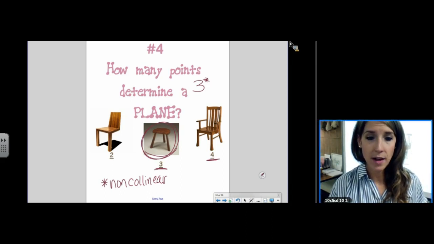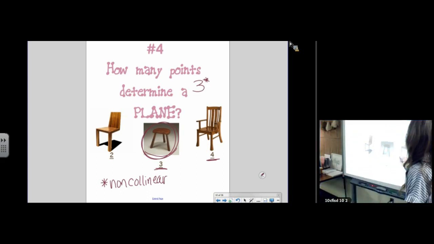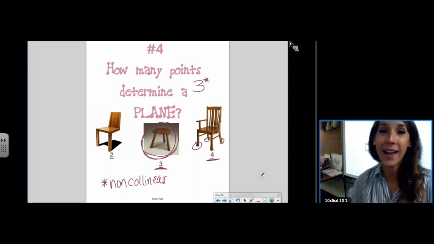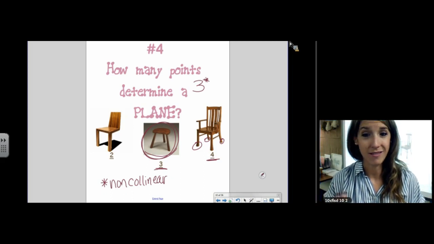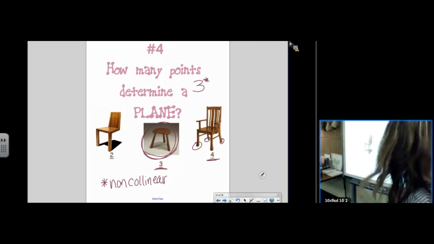3 points determine a plane. Sometimes 3 of those legs will be coplanar. They'll be touching the ground, and then that 4th leg won't be touching the ground, and it's non-coplanar with the others. All right.